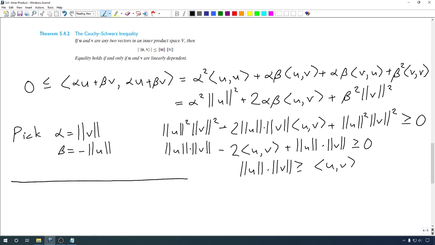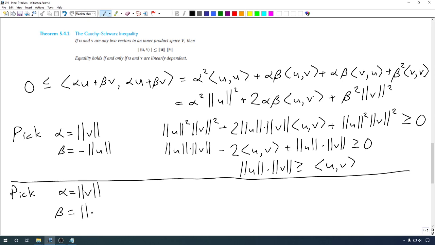I'm going to split this up. We're going to have a second choice. This time, I'm still going to pick alpha to be the norm of v, but this time I'm going to pick beta to be the norm of u. So a lot of it's the same. We're still going to have the product of 2 norms here. This time, instead of a minus, we have a plus.